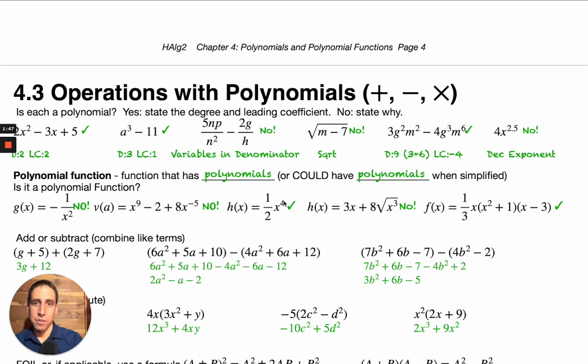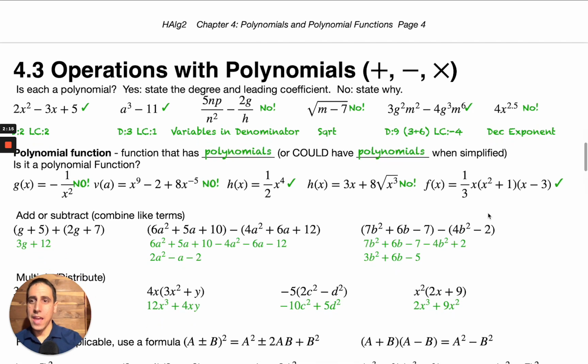And then here, yes, this is a polynomial function, and this is not. It's got a square root. This one, yes, it is. You're allowed to have fractions as the coefficients, but you just can't have fractions in the exponents. And this, it's in a different form. It's not in polynomial form, but if you FOILed everything out and got rid of all the parentheses, then yes, it would be a polynomial function.